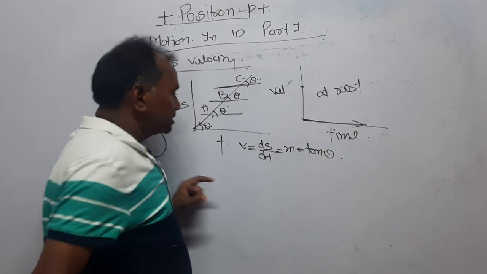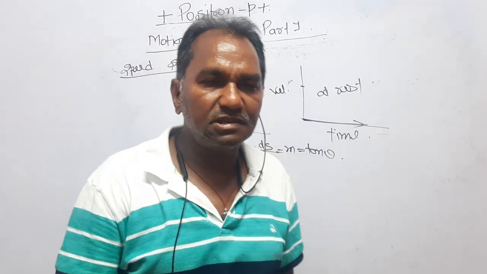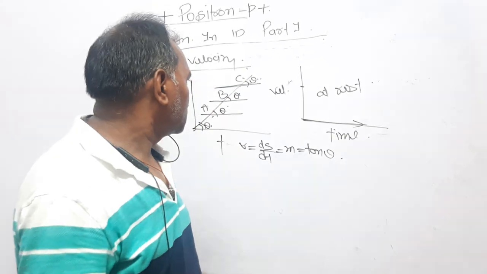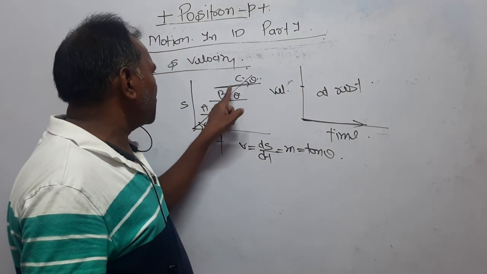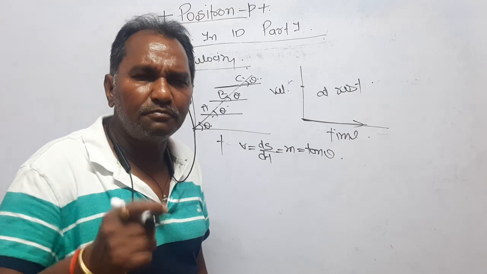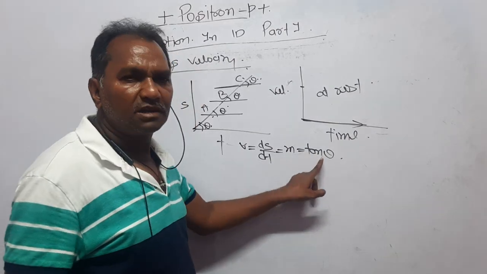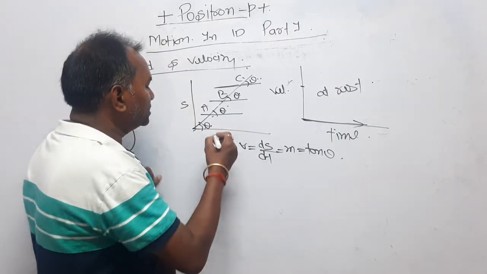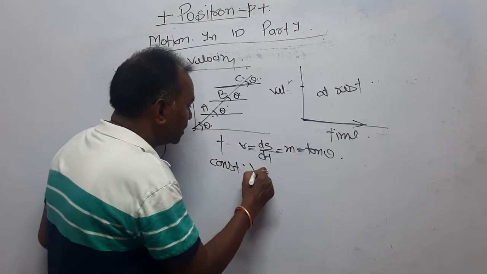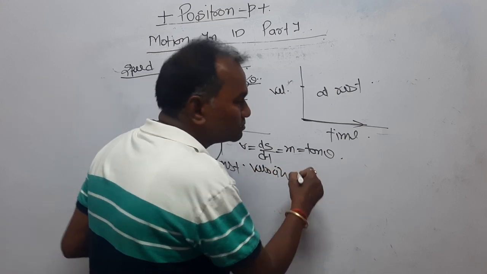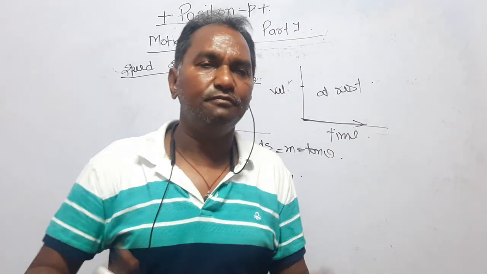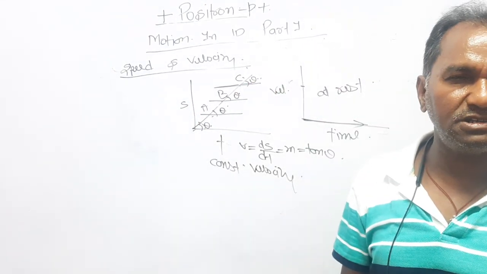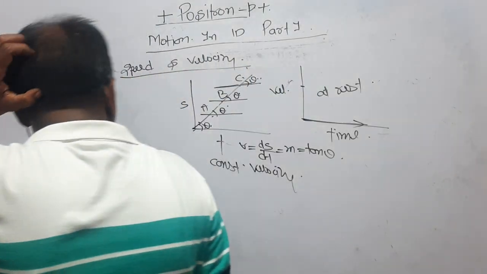You know, ds upon dt is the velocity, and ds upon dt on the displacement and time graph is the slope of the tangent. So at whatever point you consider on this line, the slope at all these points will be the same. It means at all these points the velocity of the body is the same. It means the body is moving with constant velocity, or you can say the body is moving with uniform velocity. It is a uniform motion, right?